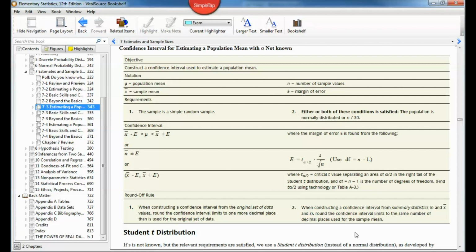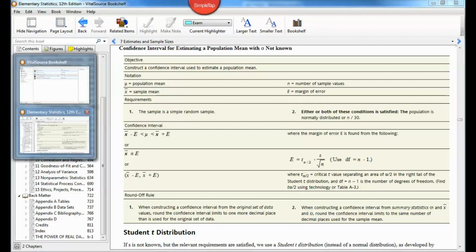Okay, so here are the requirements. We know the requirements for a z distribution. That's what we've been doing all along. And then here comes a type of distribution that's a little different. This is in Chapter 7, Section 3. And that would be with the t distribution. So how do we know if we have a t distribution? Well, the sample must be a random sample, and either or both of these conditions are satisfied. The population is normally distributed, or n is greater than 30. So I know it says n divided by 30, but that's a typo. So n is greater than 30.